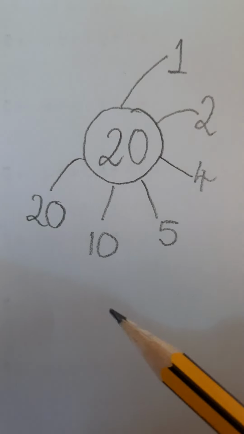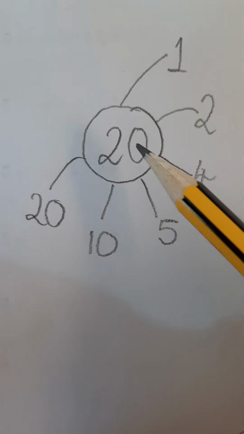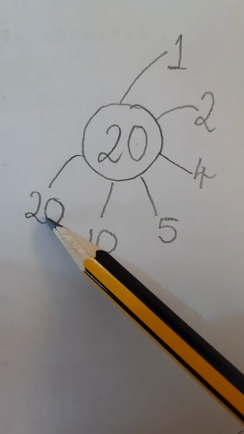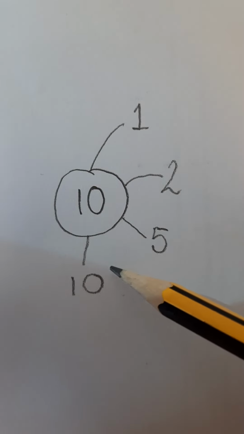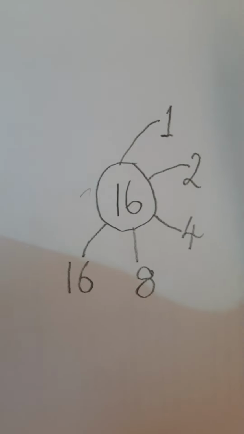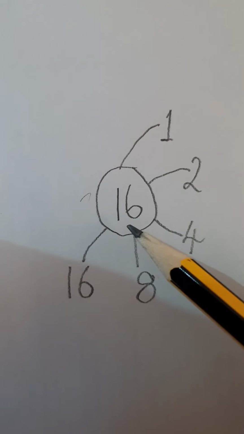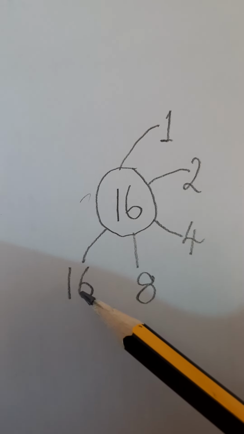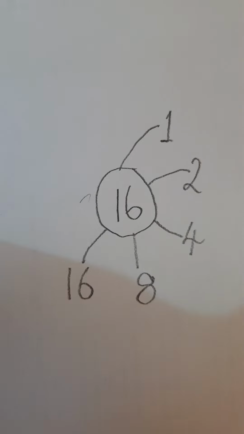Well, actually, the number itself. So 20, the number itself, 20, is a factor. The number itself, 10, in this case, is a factor of 10. And in this case, the number 16 is a factor of 16 itself. And that's true of all factors. You'll always find the number 1 and the number itself as a factor.